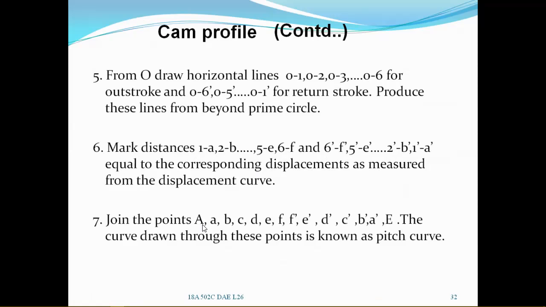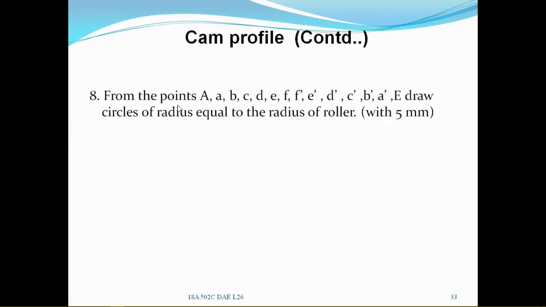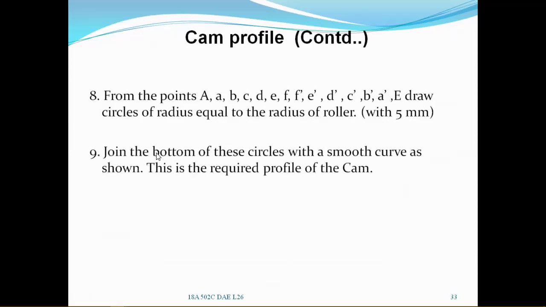Join the points A, B, C, D, E, F, and F dash, E dash, D dash, C dash, and so on up to A dash. The curve drawn through these points is known as the pitch curve. From points A and so on, draw circles of radius equal to the radius of the roller and join the bottoms of these circles with a smooth curve as shown. This is the required profile of the cam.